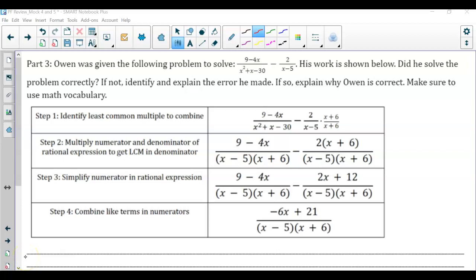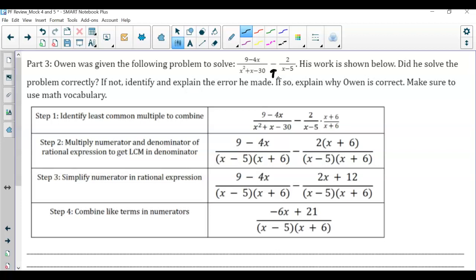Now in part three, you are given that this person here, Owen, was given this problem to solve, where we are subtracting, right? So we're subtracting two rational expressions. His work is below. Did he solve the problem correctly?